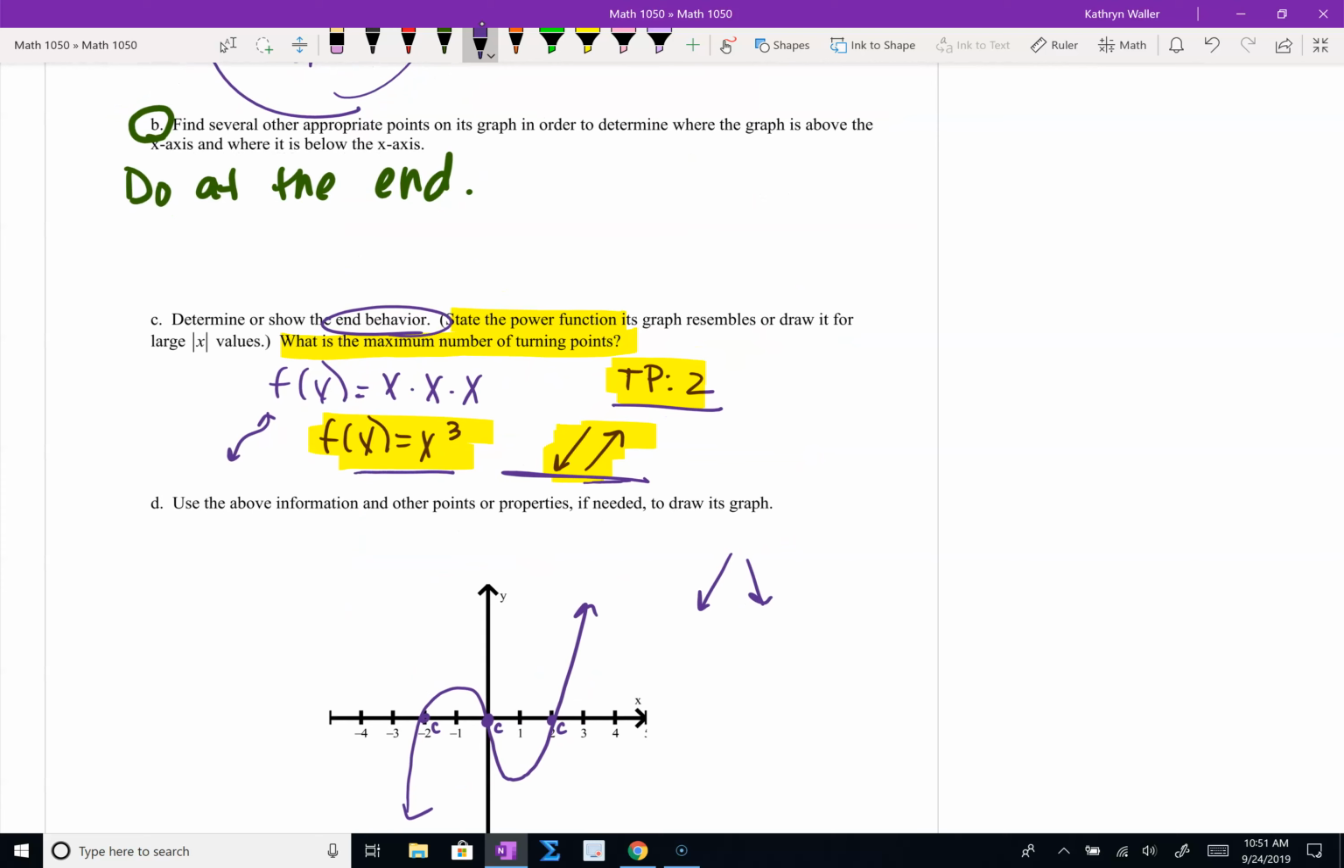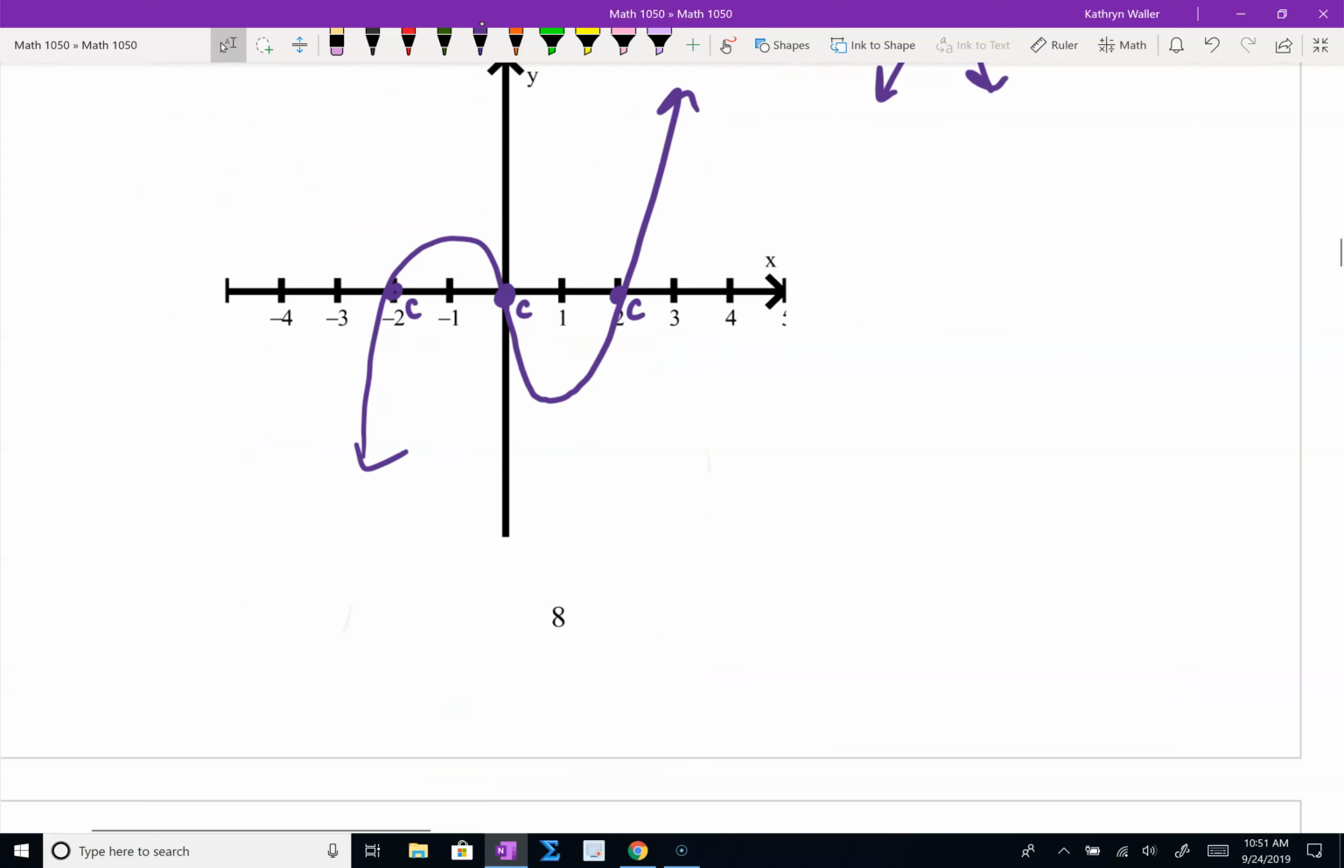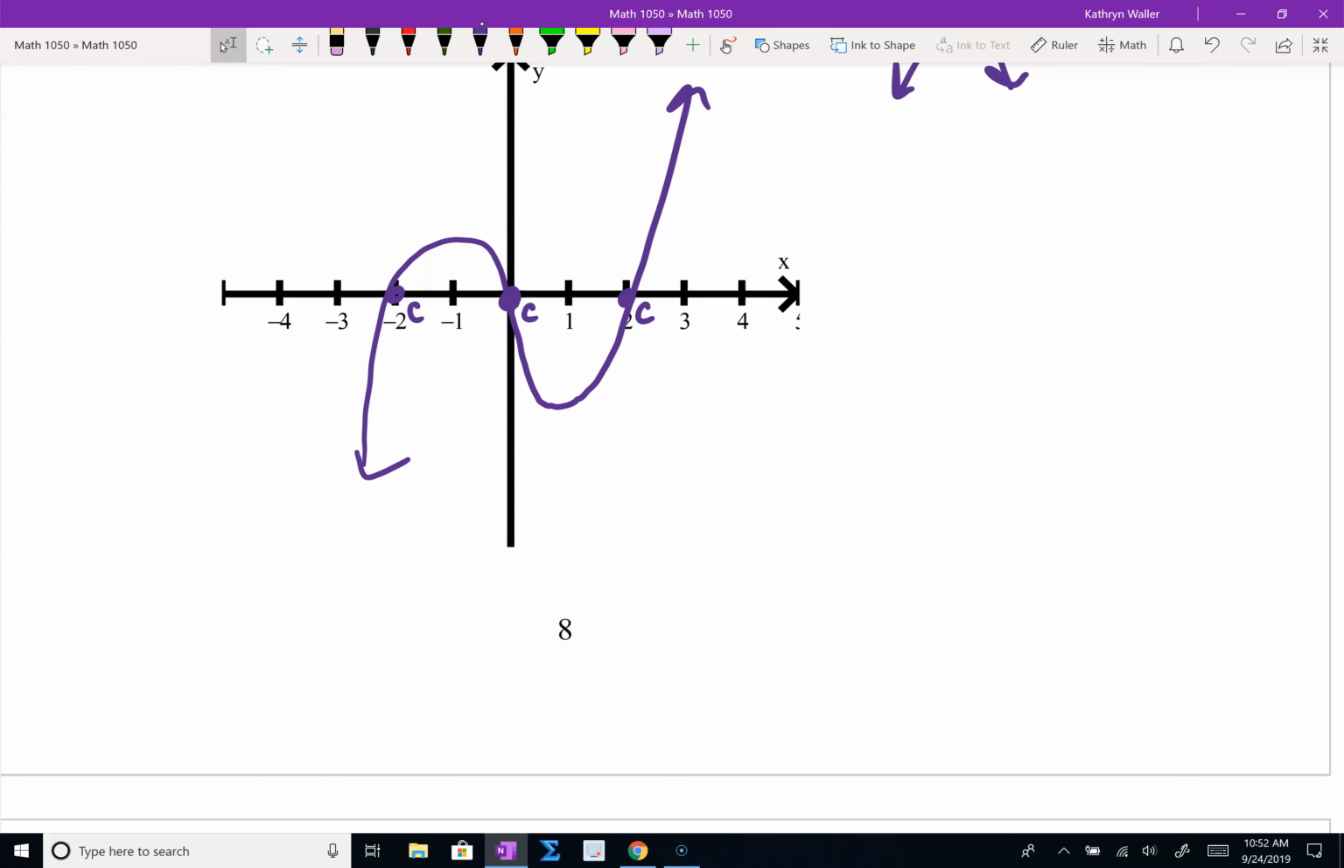So listen to the question. Find several other appropriate points on its graph to determine where the graph is above and where it's below, okay? So Weber State used to ask this a lot. Weber State doesn't do the bouncing crossing thing. So they think you need to go in and plug in random values of x to see if the y is positive or negative to see where that graph is, okay?